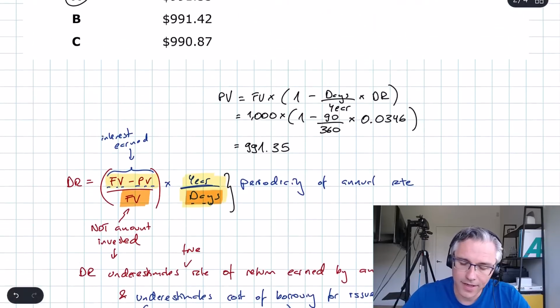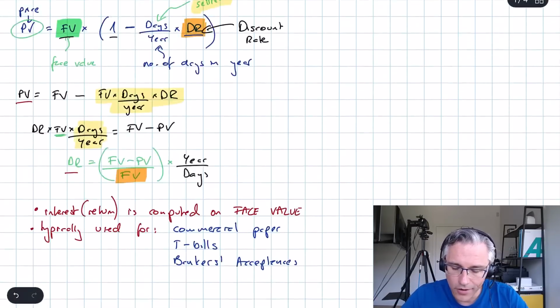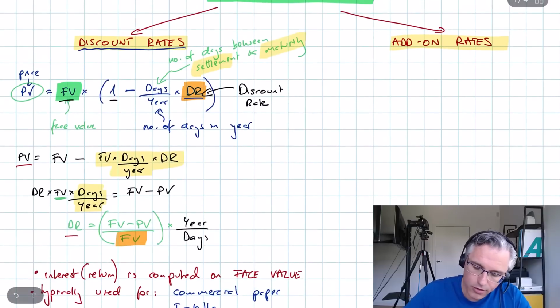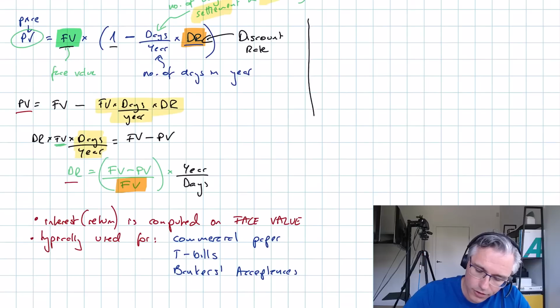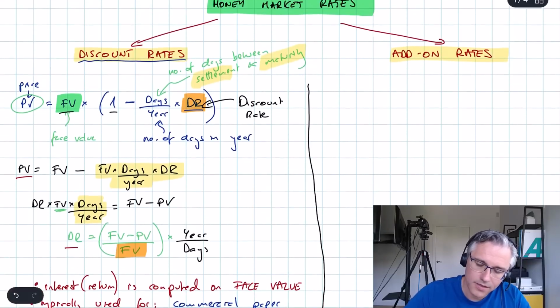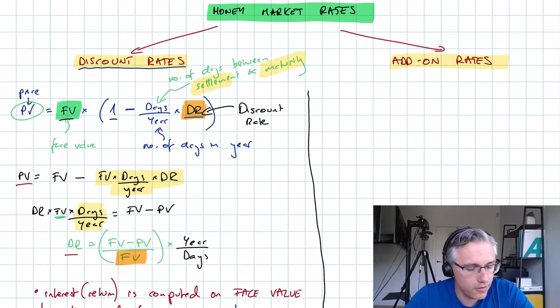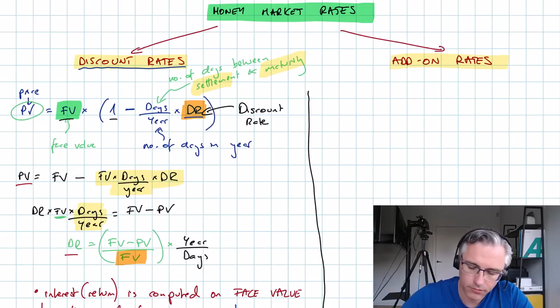Right, that's the first approach, the DR, the discount rate approach. Let's now say a few things about the second one and also do a question on it. The second one is referred to as add-on rates, and this one I hope will, for many of you, feel more intuitive. It may not, I'm not sure, but it should.